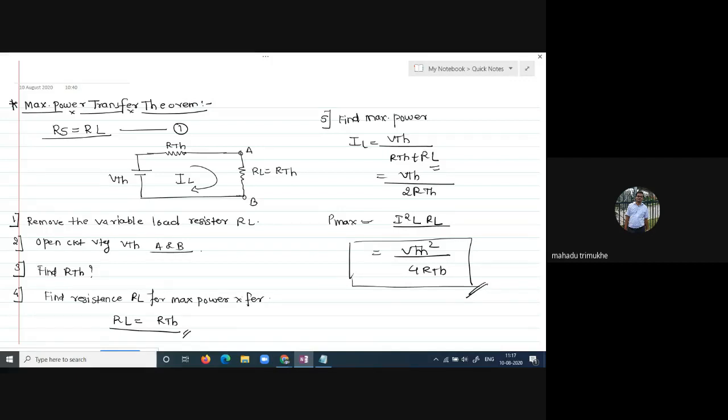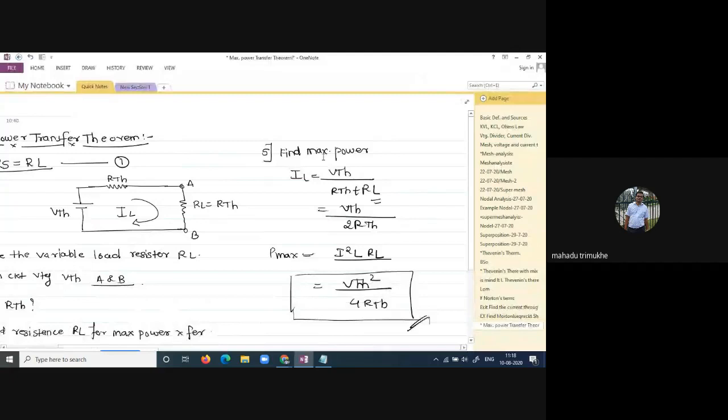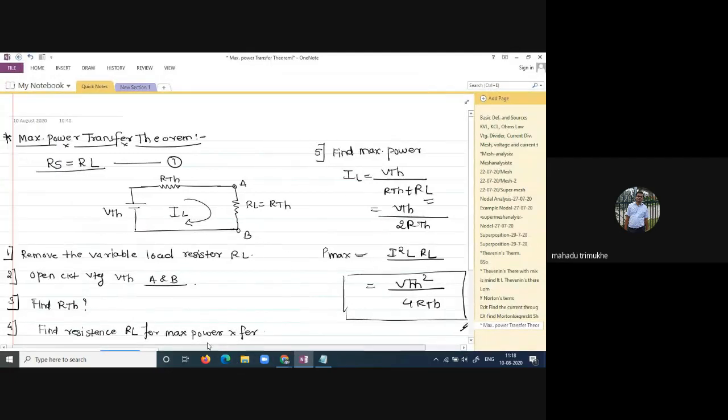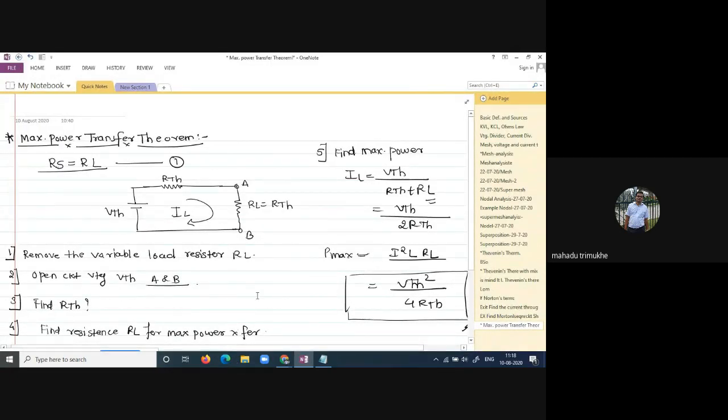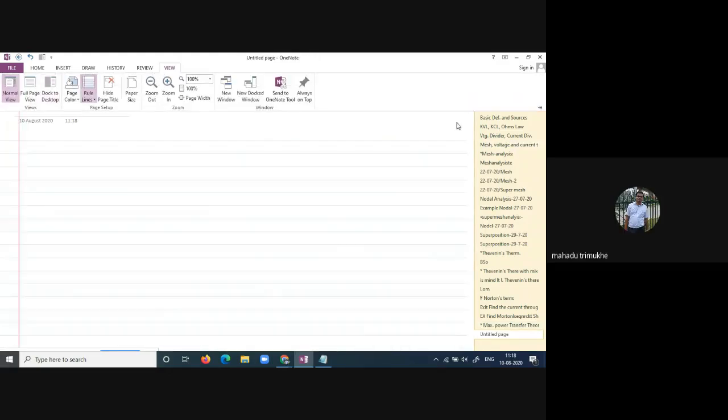The steps are clear. Is there any doubt in that? Yes, sir. No, sir. Clear? Yes, sir. Clear or not? It is clear. Then we'll move on to our example.